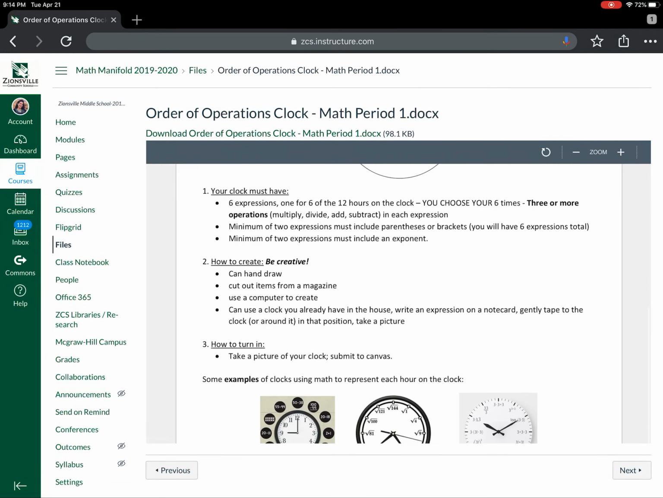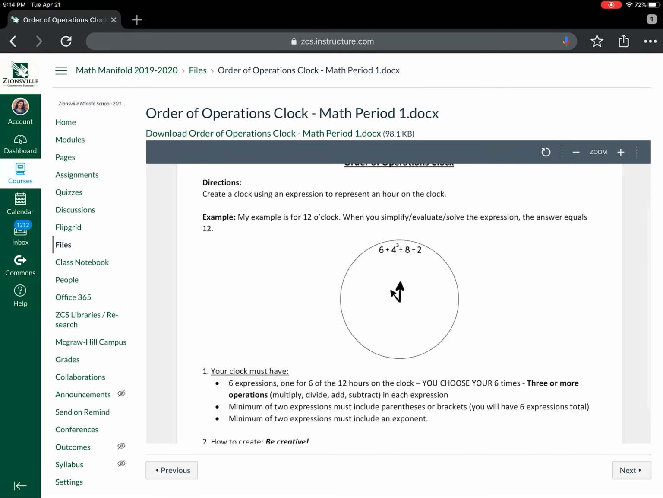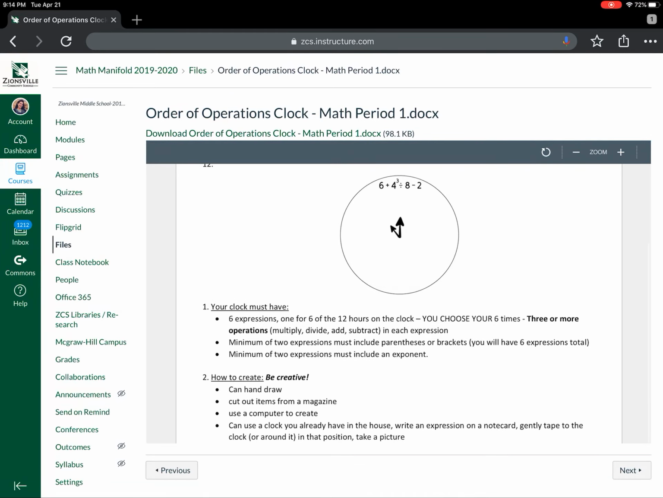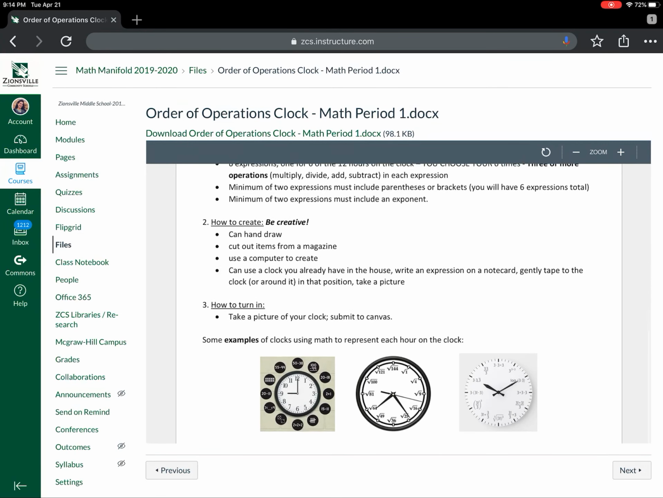So your job is going to be to create 6 expressions. So you get to choose 6 different times on the clock, 1 o'clock through 12 o'clock. And in each expression, you have to have 3 or more operations, which if you look at my example here, I have an exponent and then I have addition, division, and subtraction. So I've got more than 3 operations.